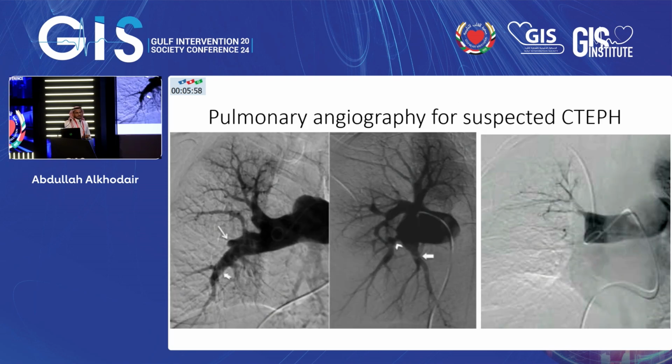The pulmonary angiogram will tell you a lot about what type of lesion you're dealing with. You can have web lesions, CTOs, complete obstruction, or multiple different lesions, and those lesions have different levels of difficulty when you're treating them with BPA, as we're going to see later.